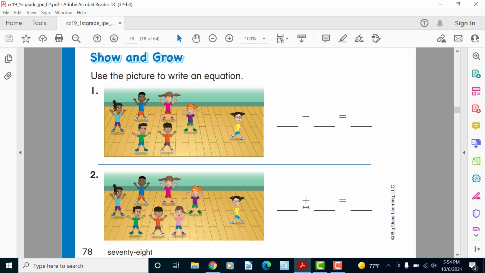Now look at this one. This one is addition. See that plus sign right there? That means we are going to end up with it all together, but we're going to look at the parts separately. So here is one part. Count those up. Write that number first. And then again, we have this child in the yellow shirt who's coming. So plus 1. And how much is it then all together?